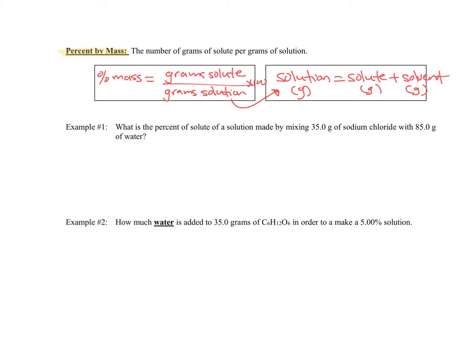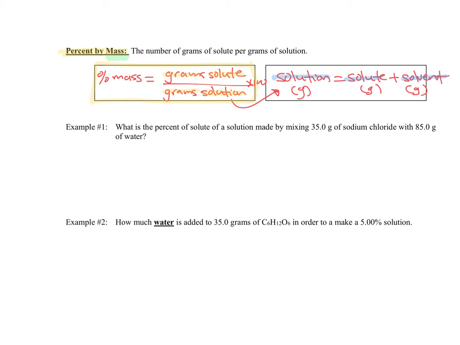So the formula we're going to go over today is called percent by mass. And that will tell us the percent of solute in a solution. You solve this by taking the grams of solute divided by the grams of solution. And remember, solution is made up of two parts, so to get grams of solution, you add up the solute and the solvent. Notice that our units are all grams. That's why we're calling it percent by mass.